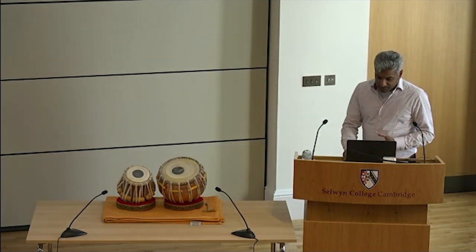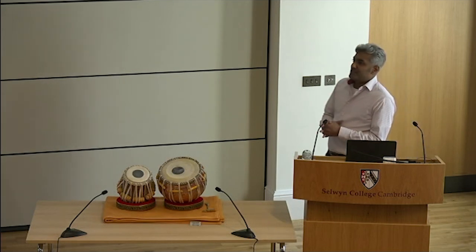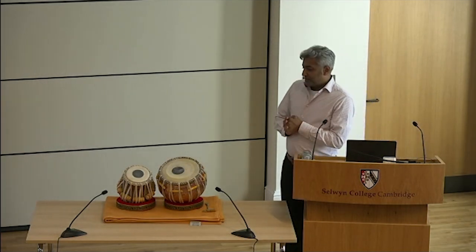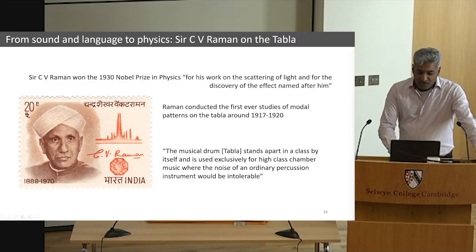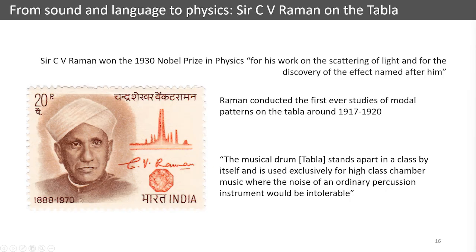And from here, I'd like to move on to a little bit of physics and physics of the instrument, for example, and also the inspiration for the 1930 Nobel Prize. So this gentleman you see over here, CV Raman, is known for what's called the Raman effect. In the citation for his Nobel Prize, it says he was awarded the Nobel Prize for his work on scattering of light and for the discovery of the effect named after him.